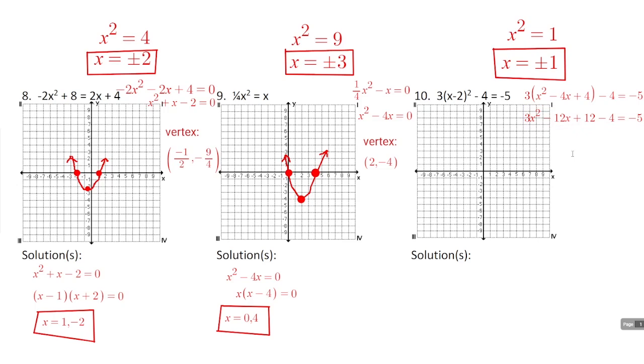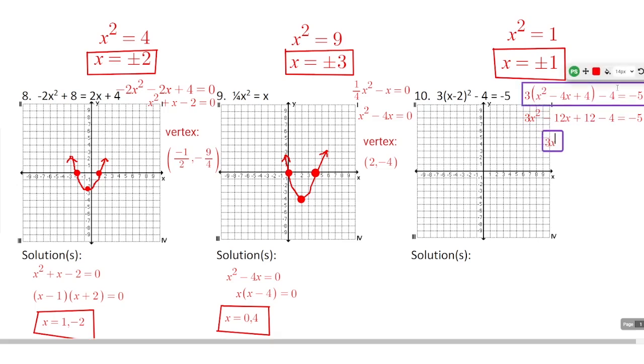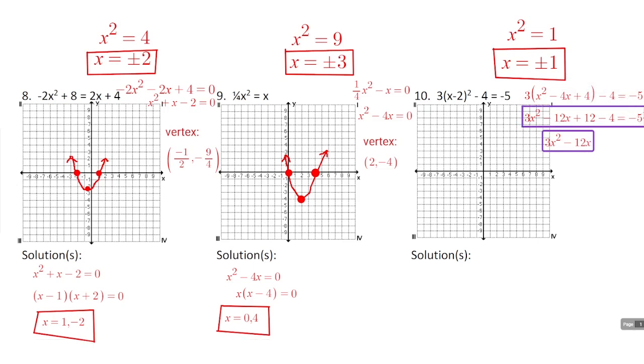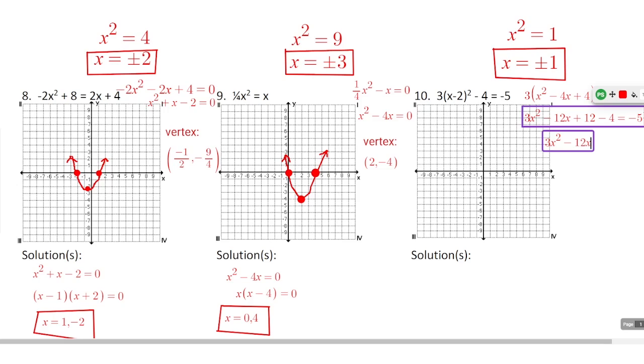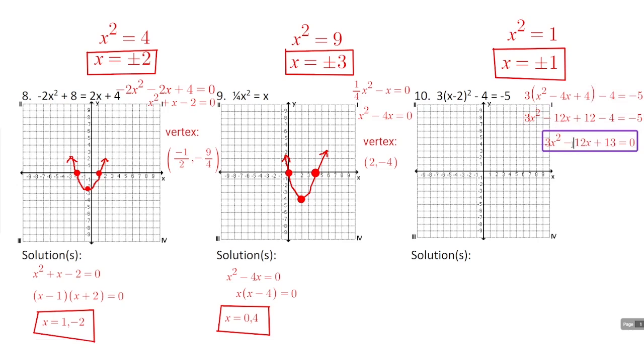And then we'll just start bringing everything over to the left and simplifying from there. So there's nothing to combine here except for the constants. So let's just keep everything else the way it was. 3x squared minus 12x. And here we've got 12 minus 4, which is going to be 8. And then I need to add 5 to both sides to make this equal 0. So I've got 8 plus 5 is 13. And so, well, I either have to solve this by factoring, which may be a little tricky, or just go ahead and use the quadratic formula.